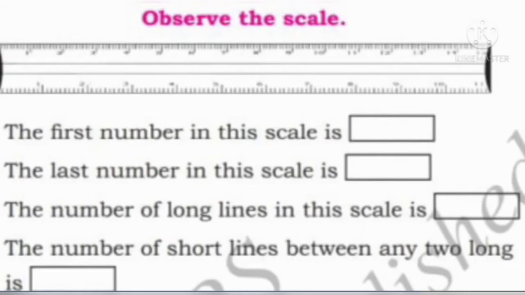Let us take a small scale now and answer the questions in page 71. The first number in this scale is 1. The last number in this scale is 15. The number of long lines in this scale is 15. The number of short lines between any two long lines is 9.